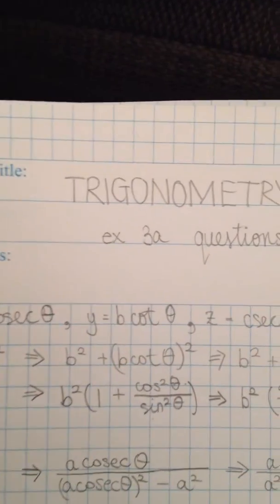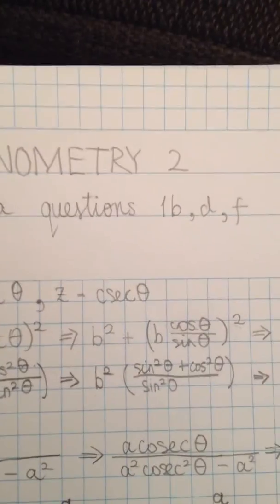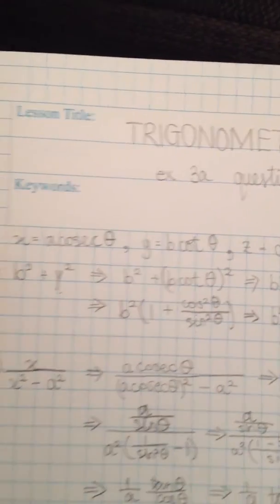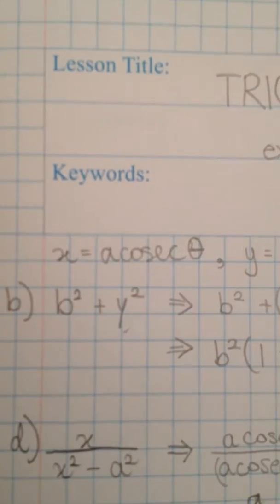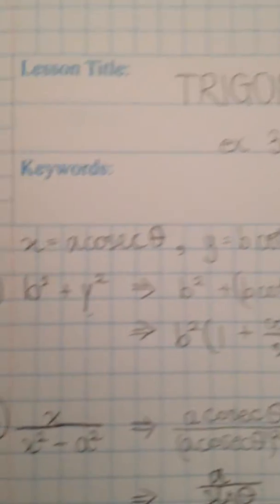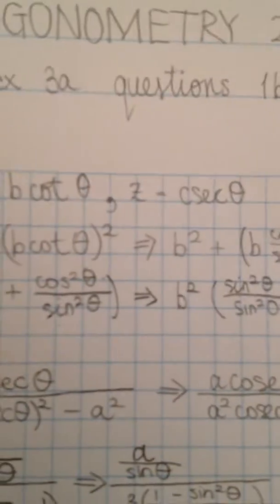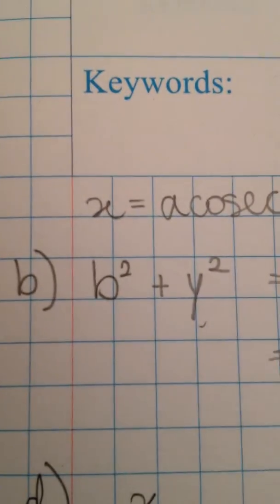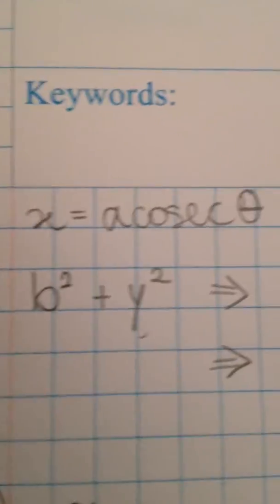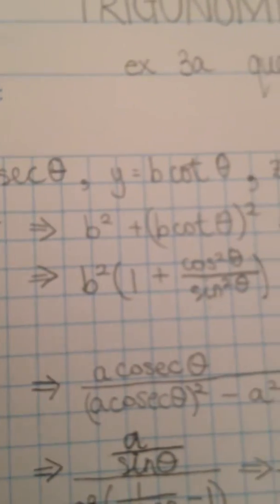Okay, so my questions were on Trigonometry 2, Exercise 3A, questions 1B, D, and F. And here you have x equaling a cosecant theta and y equals b cotangent theta and z equals c sec theta. And the first question, b, was b squared plus y squared. And we know that y is b cotangent theta, so I changed that right here.